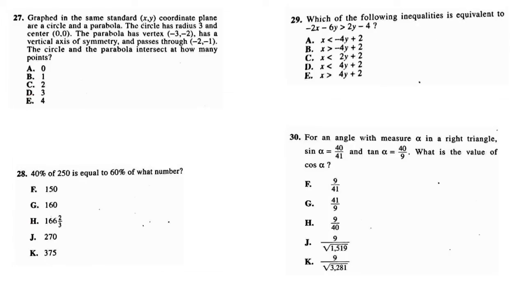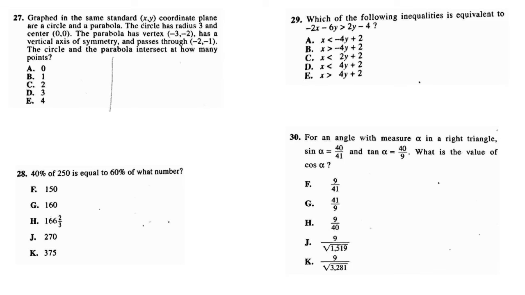All right, number 27. Let's see. Graphed in the same standard XY coordinate plane. What are we given? We have a circle and a parabola. And a parabola, when you graph it, is a U. The circle has a radius of 3 and is centered at 0, 0.